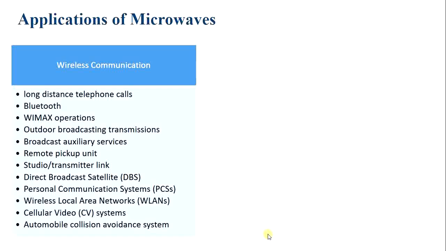Now this is the era which is moving towards the driverless cars. So this vehicle collision avoidance system is incorporated in various vehicles. So this is one of the emerging trends in the applications of microwaves.